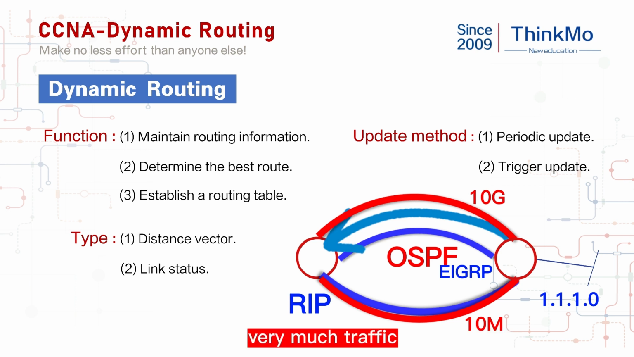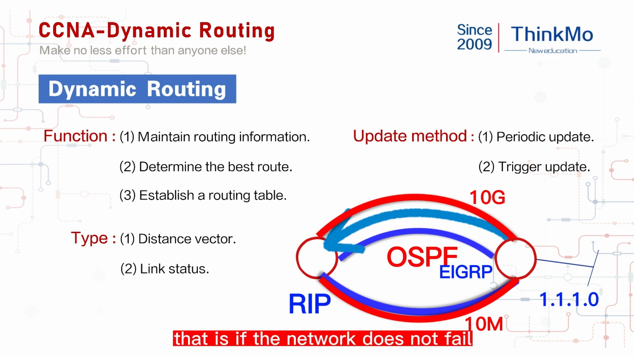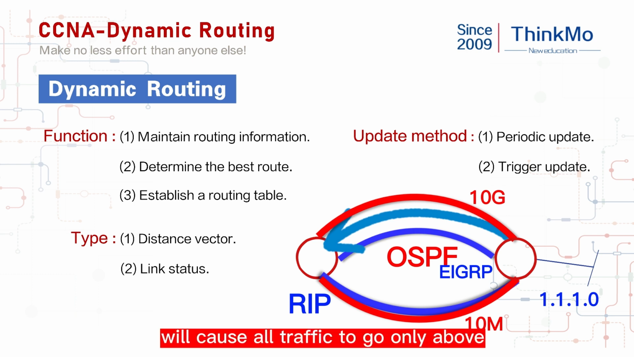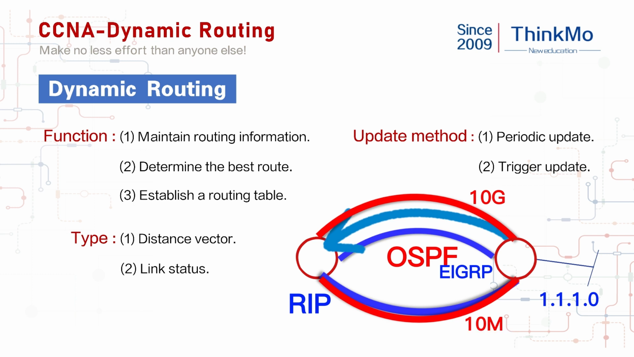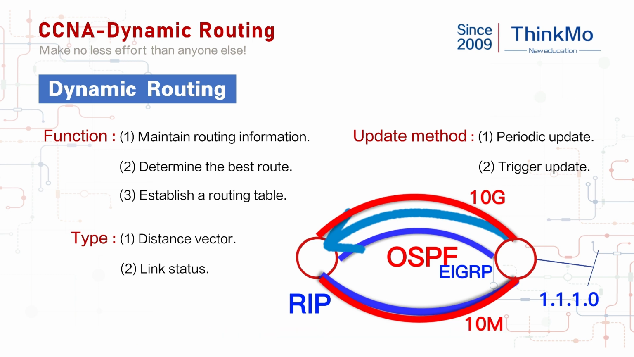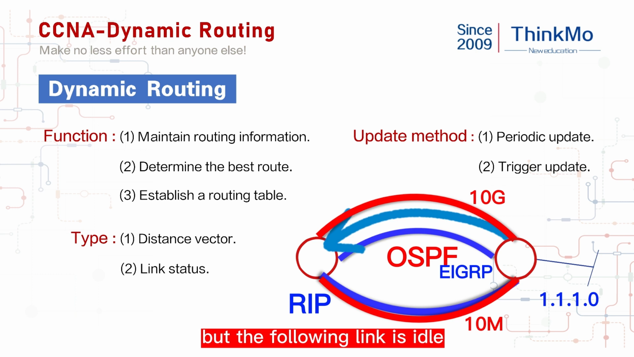Traffic will be congested, because now there are two lines. The following 1G line will never be used, that is, if the network does not fail, the line below will never be used. This will cause all traffic to go only above. At some point you'll find out that if the concurrent network traffic is too large, it will cause the overall link bandwidth above to be full, but the link below is idle.